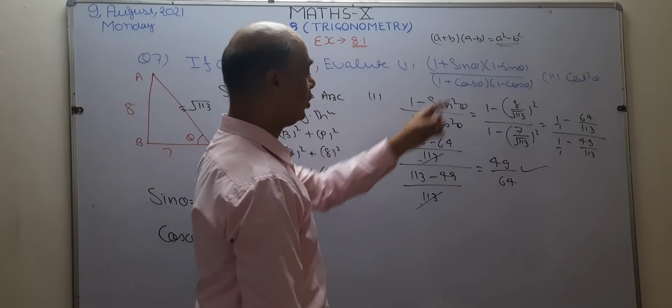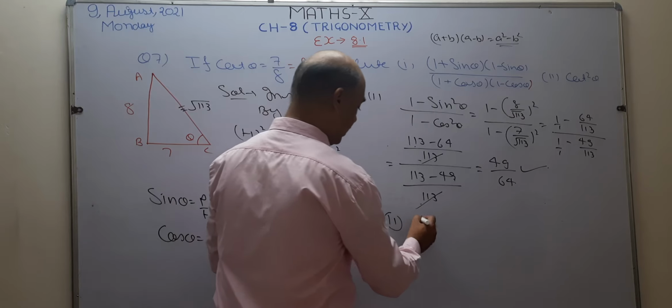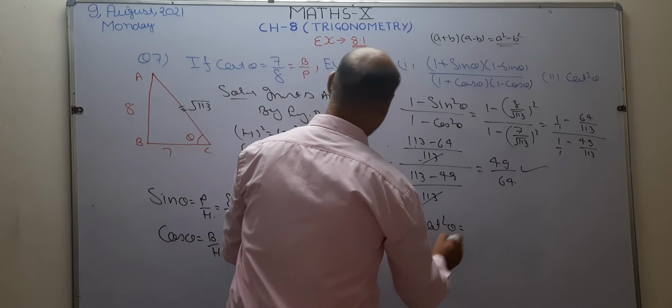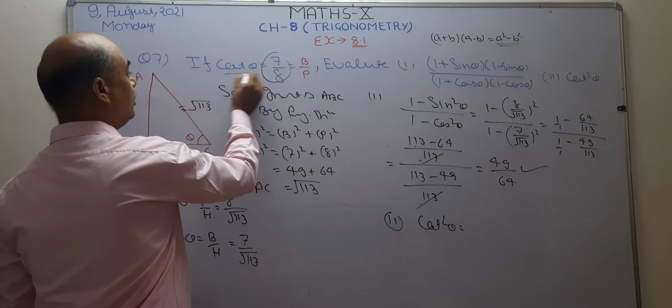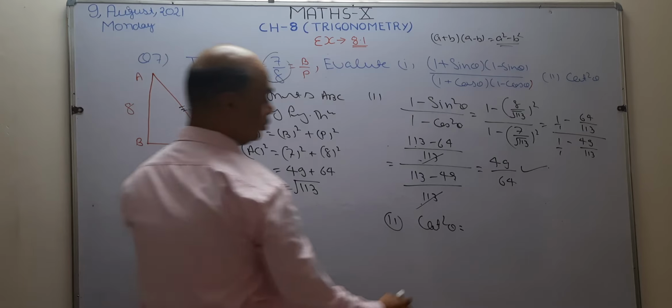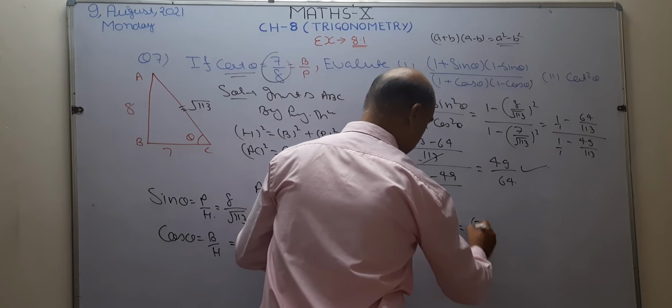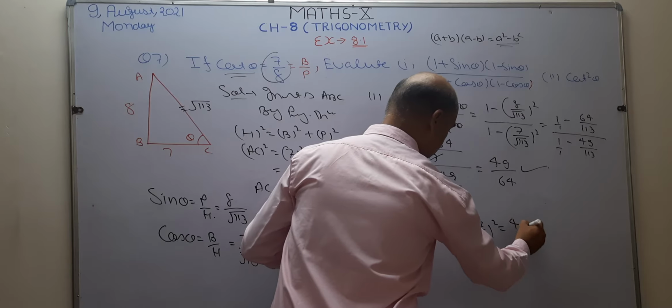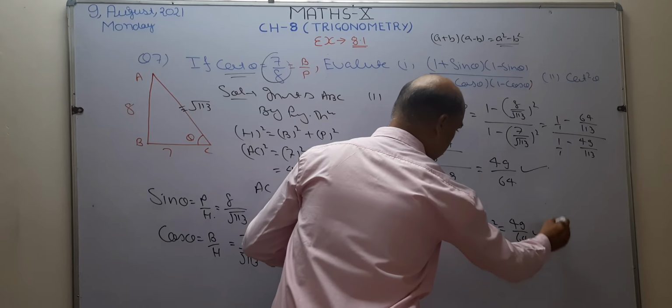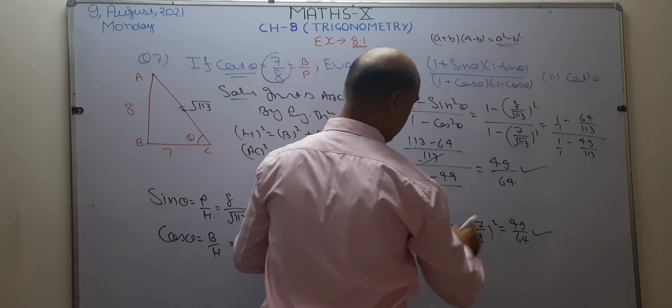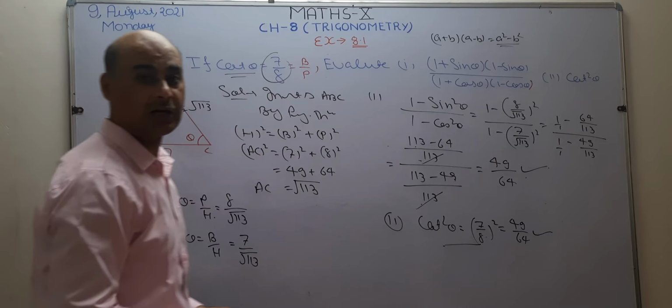Okay, I want to solve the second part. In the second part, we are going to find the value of cot square theta. Now cot theta is given as 7 by 8. So I simply want to square this number. Square of this number is 7 square, 49, and 8 square, 64. The answer of both first and second part is the same. Okay, I hope it is clear now.